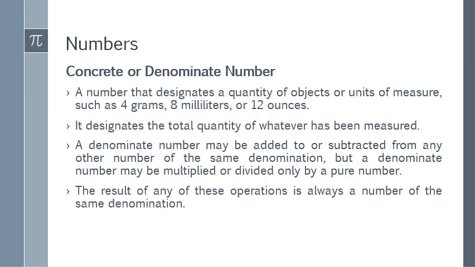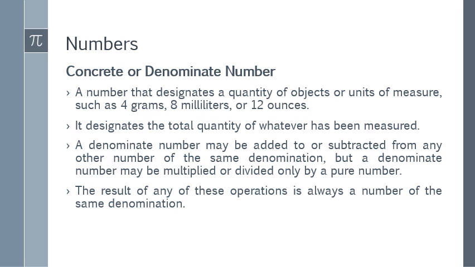A concrete or denominate number always comes along with a unit of measurement, like 4 grams, 8 milliliters, or 12 ounces. These designate the total quantity of whatever has been measured. For example, if we are weighing a substance, its weight may be taken in grams or kilograms. So the weight may be 4 grams or 4 kilograms. A unit of measurement goes along with the quantity.